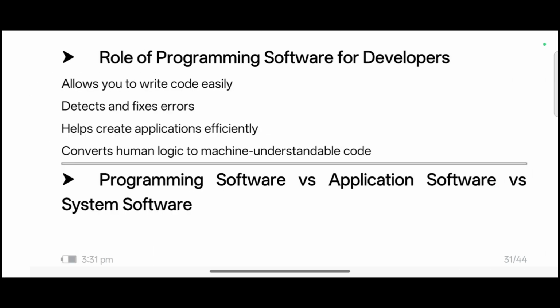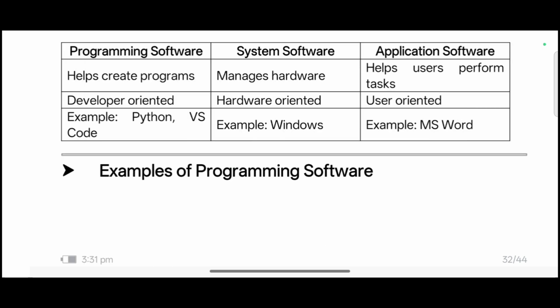Role of programming software for developers: it allows you to write code easily, detect and fix errors, help create applications efficiently, and convert human logic to machine understandable code. Programming software versus application software versus system software. Programming software helps create programs, is developer oriented, example Python, VS Code. System software manages the hardware, example Windows. Application software helps users perform tasks, is user oriented, example MS Word.